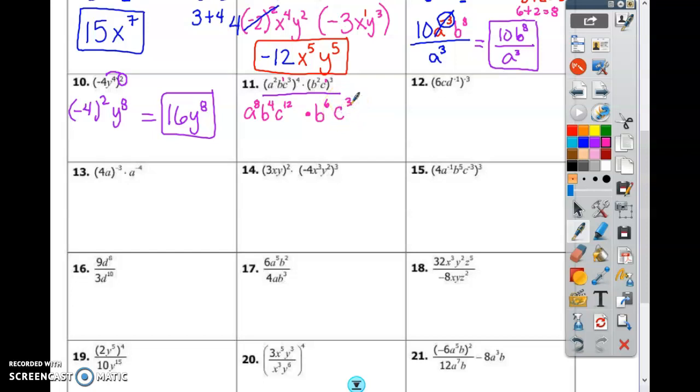And then at the very end, you add them all. So I only have 8 A's. So a to the 8th power. How many B's do I have? 4 plus 6 is 10. And how many C's do I have? C to the 15th power.